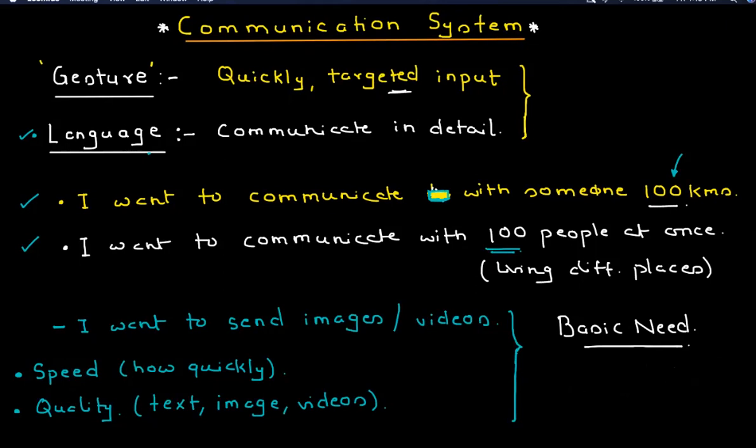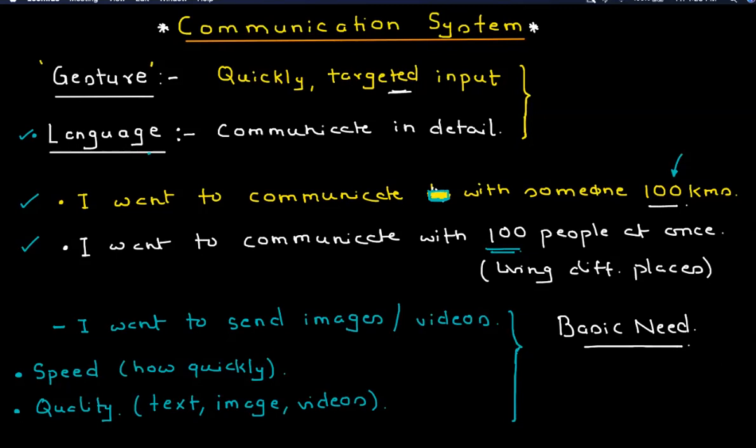And most of the development in communication has happened in the past 30 to 40 years only. Just go back 20, 30 years, people used to have pagers. A pager is a short SMS which you can send. Then people were using landline phones. Then came the cordless phone. Then came the mobile phone. Then you have satellite phones.